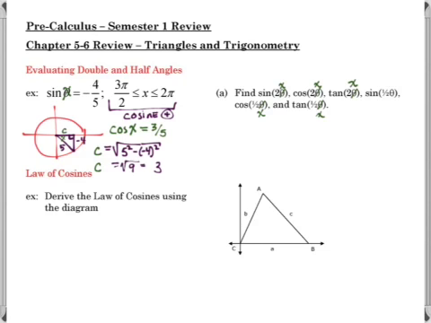Now I just apply my identities. Sine of 2x is 2 sine x cosine x. Well, I just figured out what sine of x and cosine of x are. So I plug in -4/5 for sine of x and 3/5 for cosine of x, and then I run through my fraction. I get -24/25.